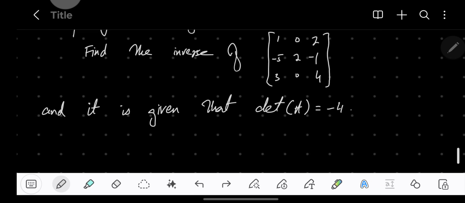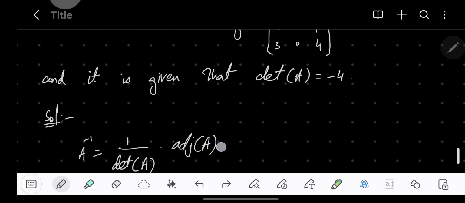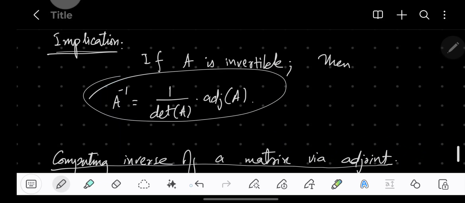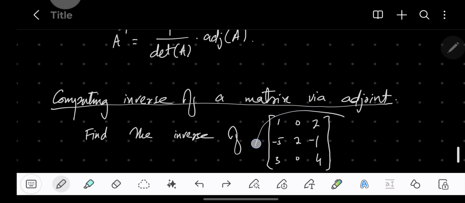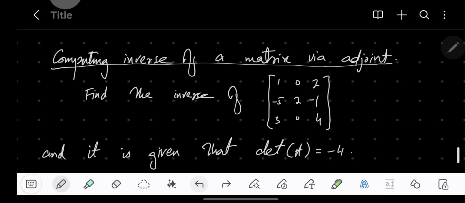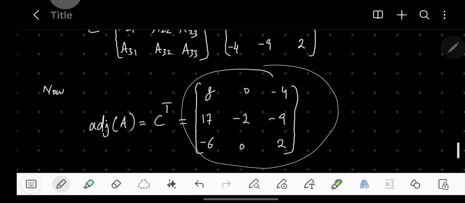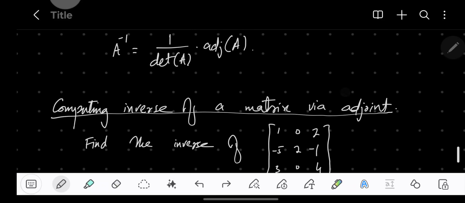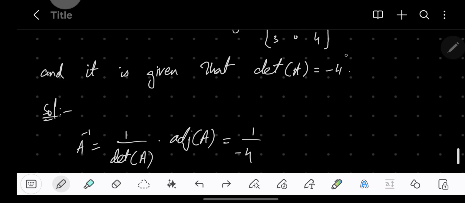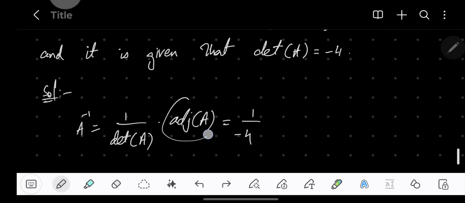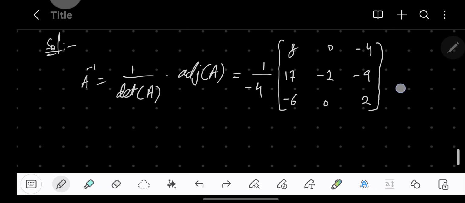Now our aim is to find the inverse of this matrix. What is the formula for the inverse? We have just studied that the inverse of the matrix is 1 by the determinant times the adjoint. Since we have already found the adjoint of this matrix in the previous example, and the determinant is already given, we have everything. We will put the values. The determinant is -4, and the adjoint of the matrix we have already found, so I will put the value directly. I will not find it again.